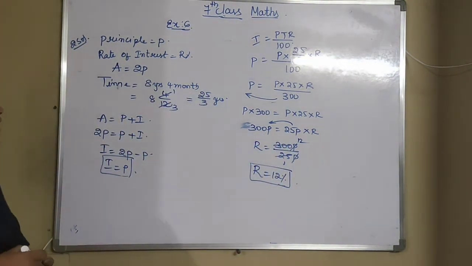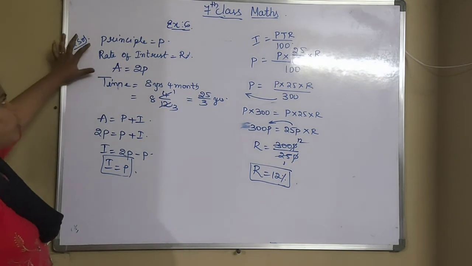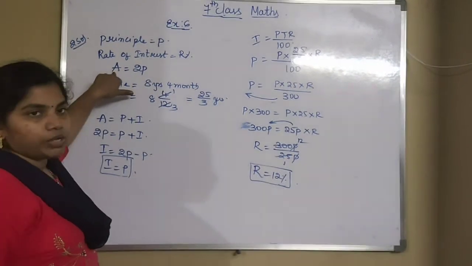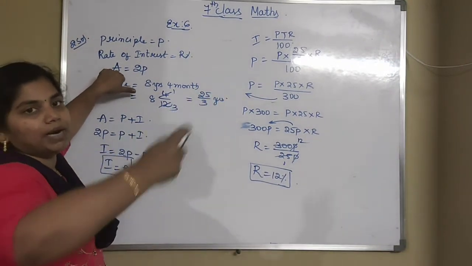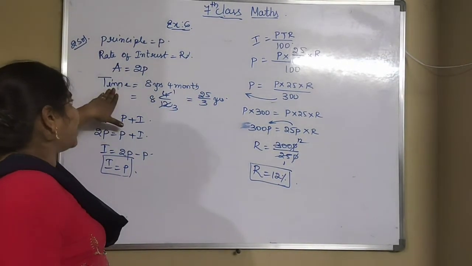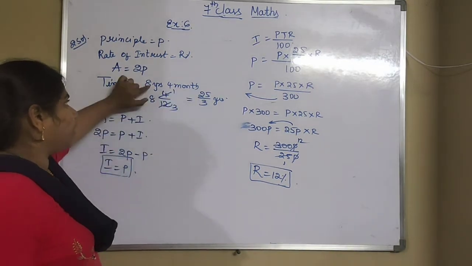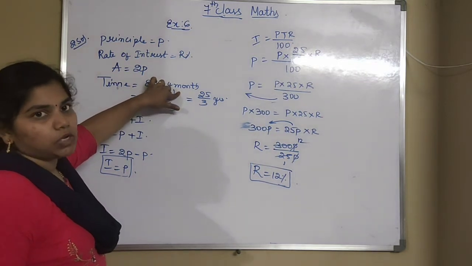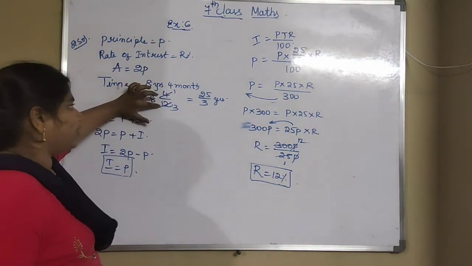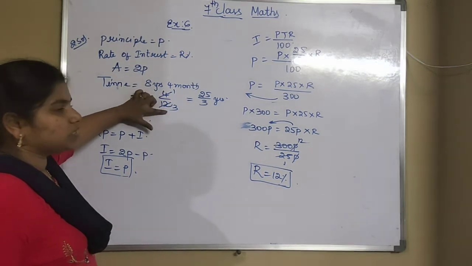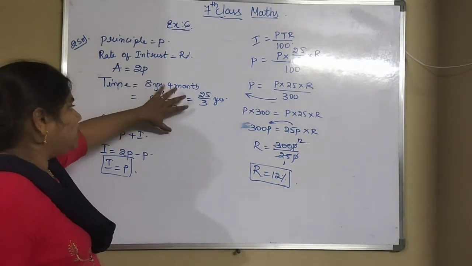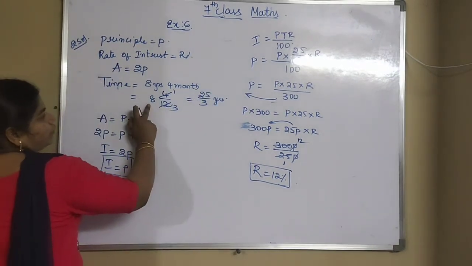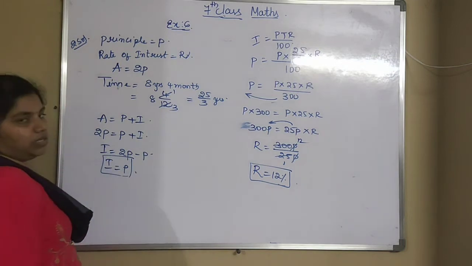To recap: they didn't give anything about the principal, so I am taking it as P. The rate of interest we have to find. About the amount, he told us that the amount will be doubled, so I am taking it as 2P. The time they have given is 8 years 4 months. The 8 I wrote as it is, and the 4 months I converted into years. 1 year is equal to 12 months, so 4 divided by 12 gives 1 by 3. So this mixed fraction 8 1 by 3 I am converting into an improper fraction. 3 eights are 24, 24 plus 1 will be 25 by 3 years.